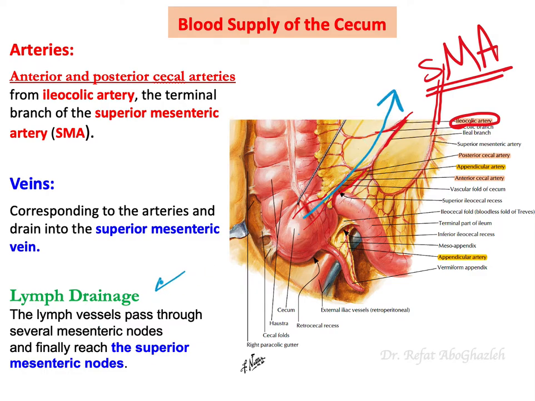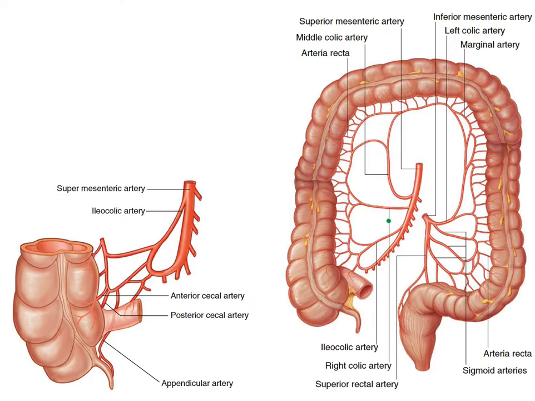And lymphatic drainage, as I always say, follows the deep arches, so they will drain from several mesenteric nodes, finally to reach the lymph nodes around the superior mesenteric artery. We call it the superior mesenteric lymph node. Follow the arteries, right? So this is another view. Here I show you the superior mesenteric artery and the ileocolic artery that gives, and here it is better to see, the anterior cecal artery and the posterior cecal artery.